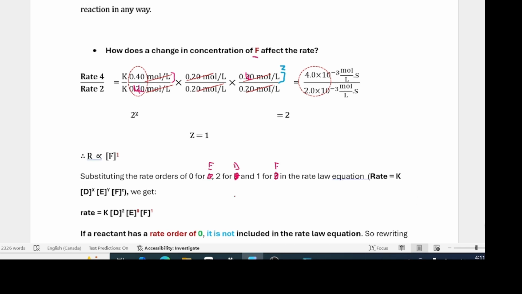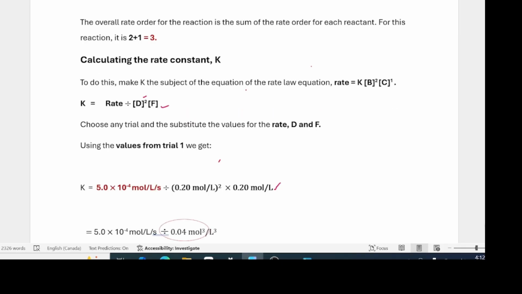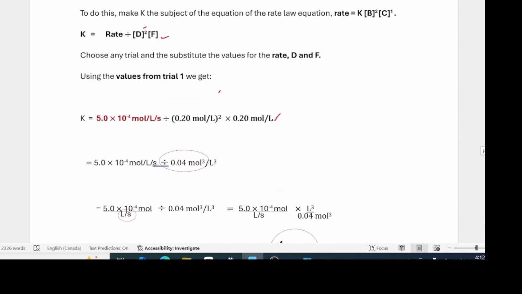So substituting the rate orders of 0 for E, 2 for D, and 1 for F in the rate law equation, we get that rate is equal to K times D to the exponent 2, E to the exponent 0, F to 1. And of course, we will not include E in the equation because it has a rate order of 0. So this is the final rate law equation, okay? The overall rate again will be equal to the sum of those exponents for the entire reaction, which will be 3.